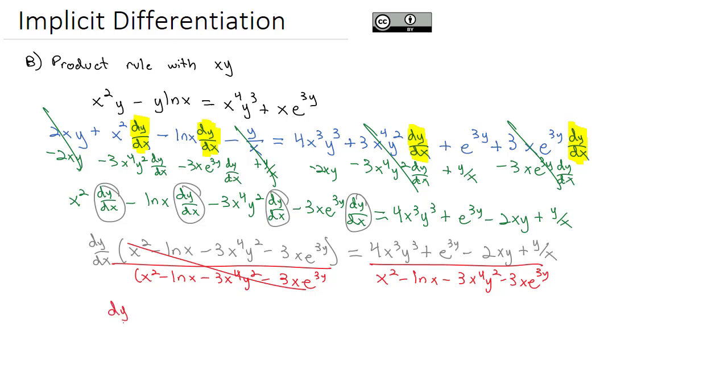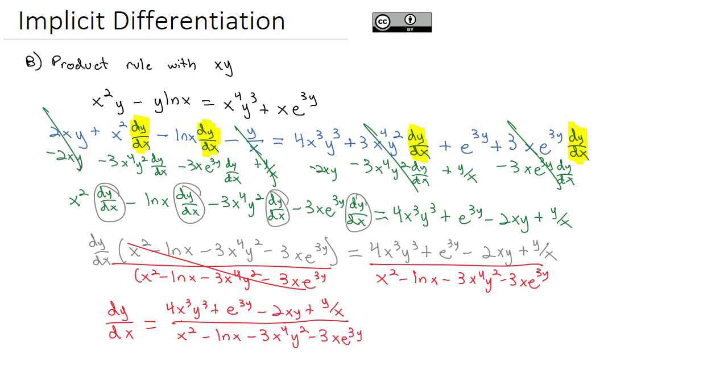Which means our derivative of y with respect to x, taken implicitly, is equal to this ugly fraction of 4x cubed y cubed plus e to the 3y minus 2xy plus y over x, all over x squared minus the natural log of x minus 3x to the 4th y squared minus 3x e to the 3y.